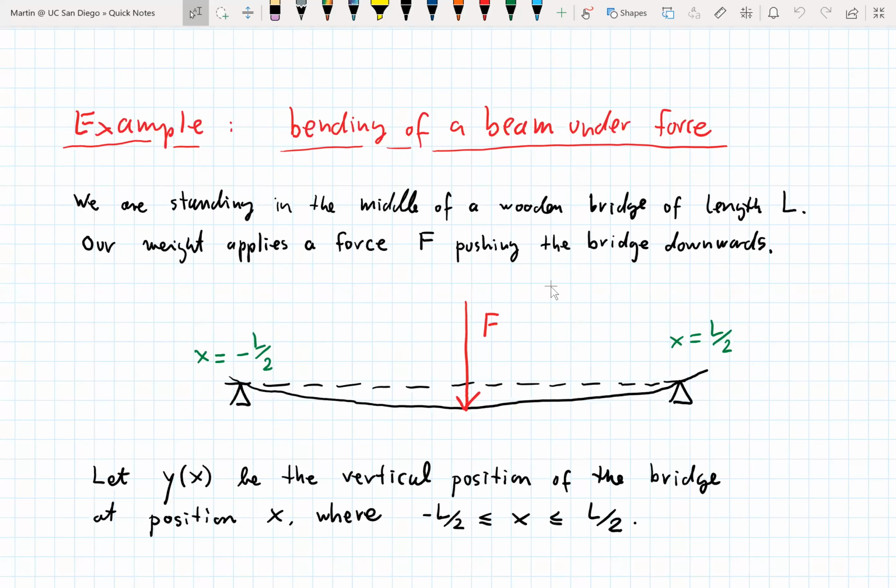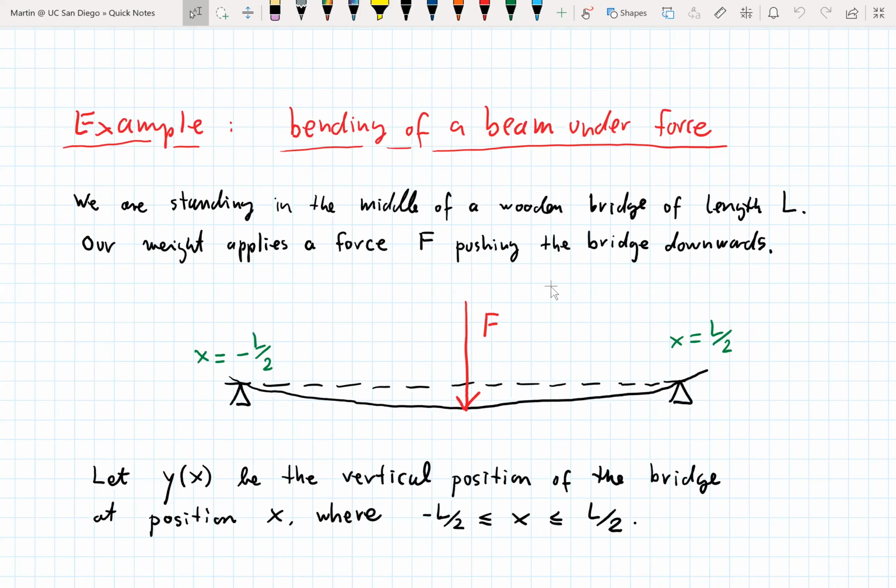For one simple example, let's suppose we have got a wooden bridge. That wooden bridge spans over a vast chasm. As we walk over the bridge, due to our mass, we have gravitational effects, and so we push the bridge down. So let's suppose the bridge has length L, and we stand right in the middle of the bridge.